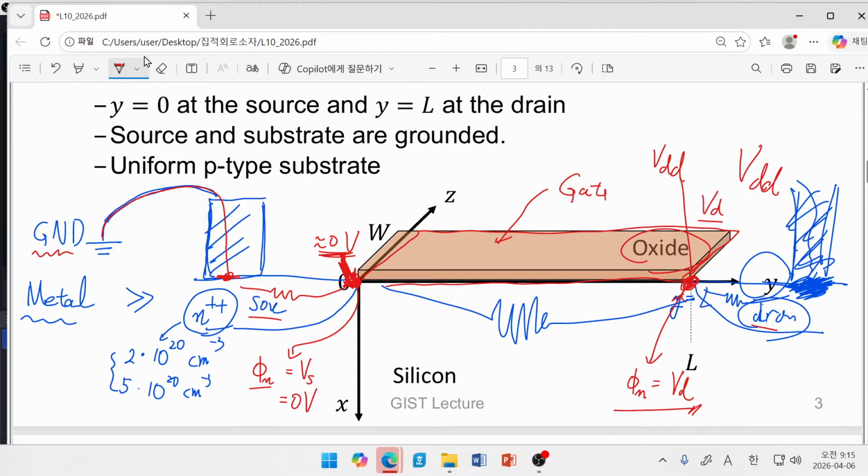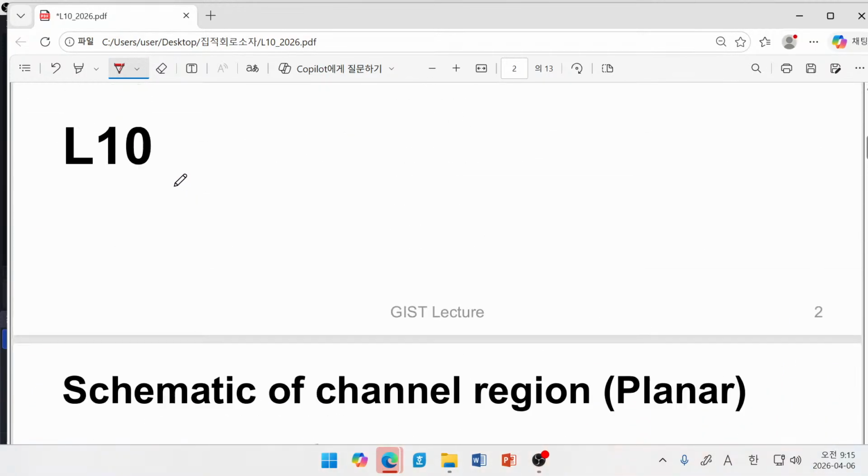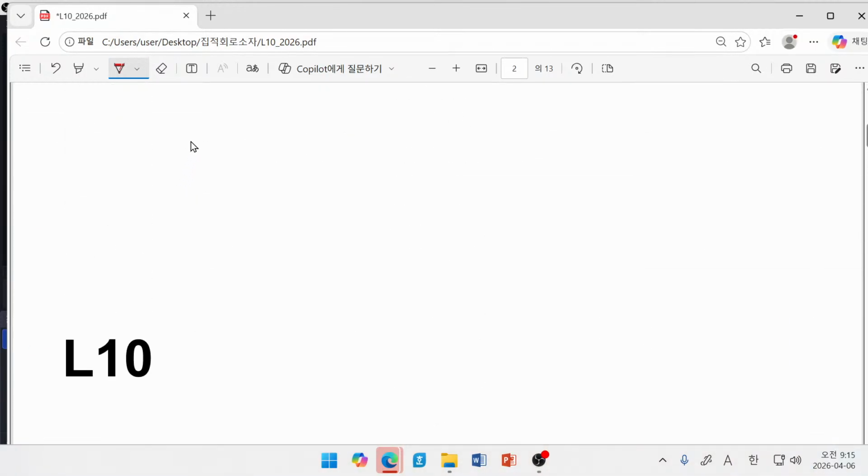Now let's think about the solution of this system at equilibrium. We have a certain value of gate voltage, for example 0, 0.3, 0.5, whatever. We can expect any value for a certain gate voltage, and now let's say that VD equals 0 volt. In this case, please try to estimate your solution for this system.